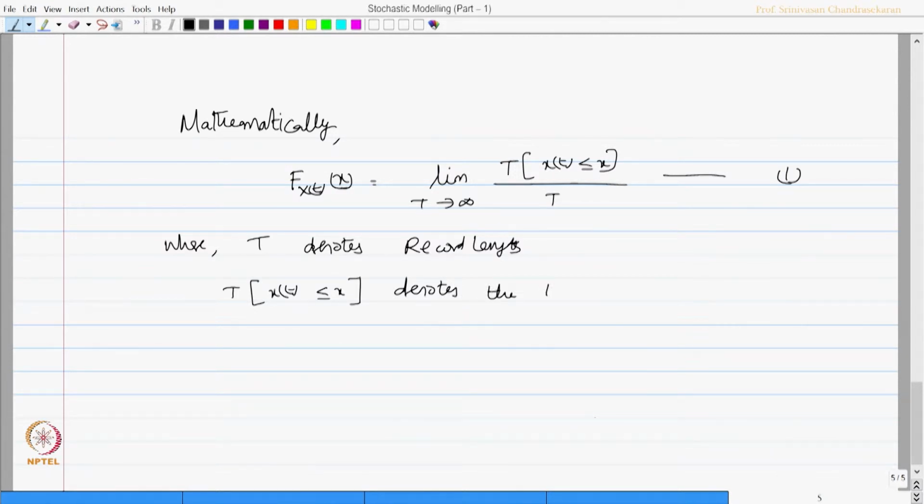the total amount of time during which x of t is less than or equal to x. So, x of t is a sample, x is a value determined. So, x of t less than or equal to x is the realization of that sample over a record length T. So, that is how we express this mathematically.